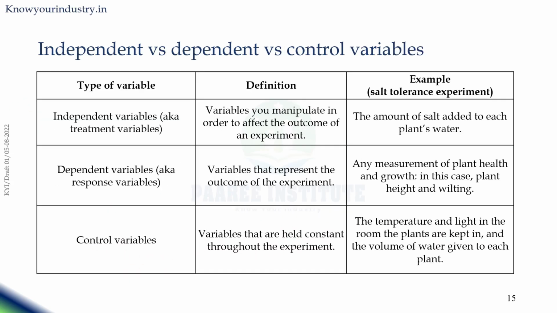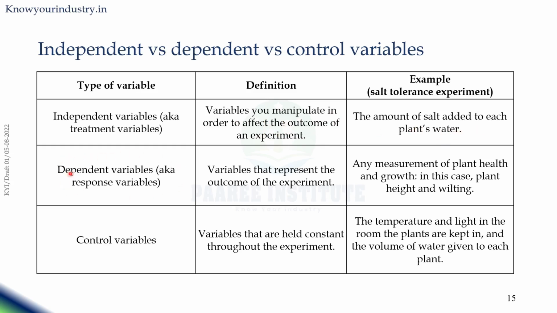In this slide, we are going to see the dependent, independent, and control variables with the example. Here the type of variable, the definition of the variable, and the example are presented. First, we'll see the independent variable, or treatment variable. An independent variable is a variable you manipulate in order to affect the outcome of the experiment. For example, you are adding salt to each plant's water. The amount of salt you are adding is the independent variable.